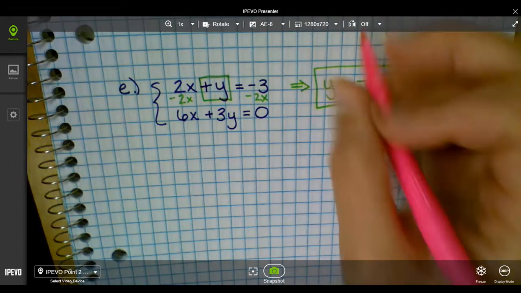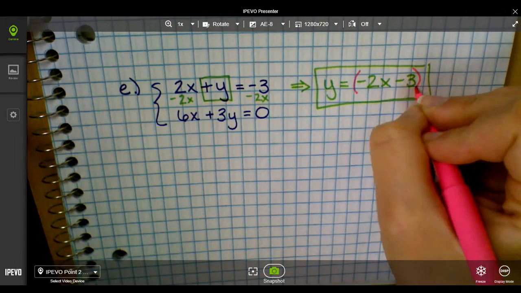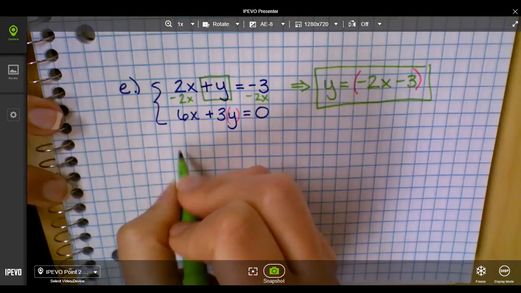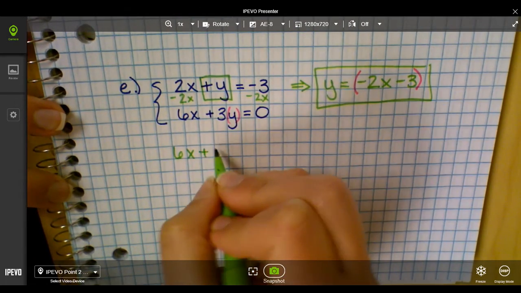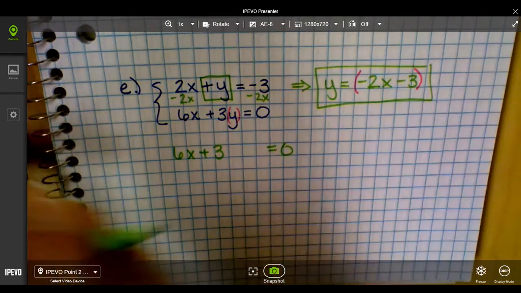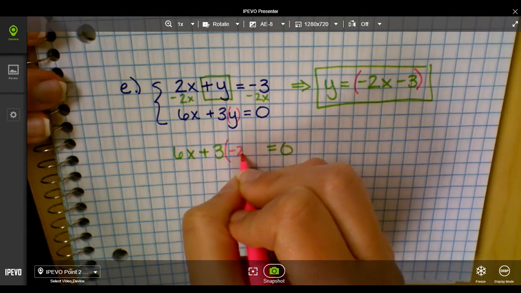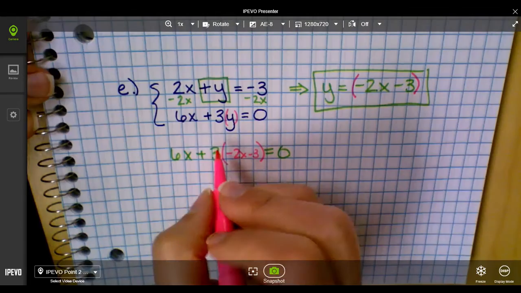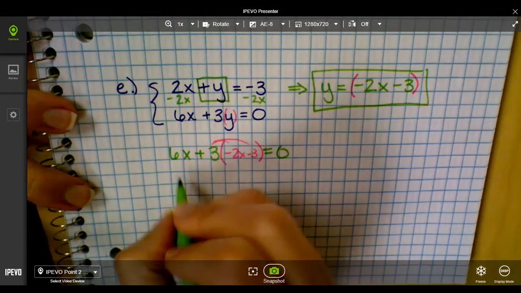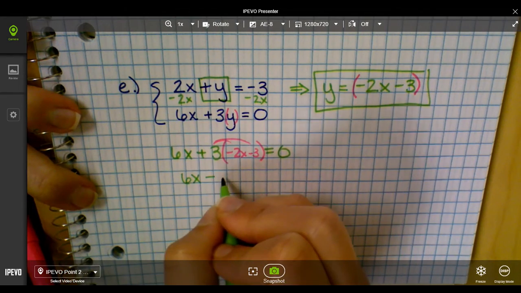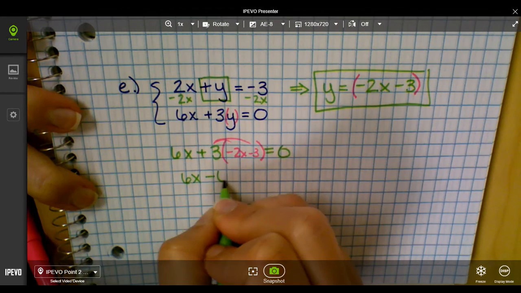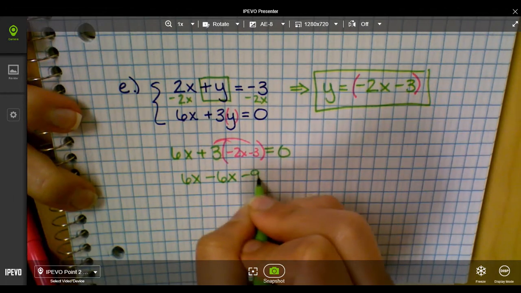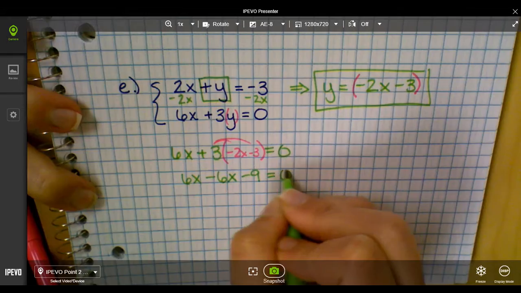So that means with my substitution, I am plugging in negative 2x minus 3 in for this y. So I have 6x plus 3 equals 0. Then I want to plug in negative 2x minus 3 in for that y. Distribute: 6x, and then 3 times negative 2 is negative 6x. And then 3 times negative 3, negative 9, equals 0.